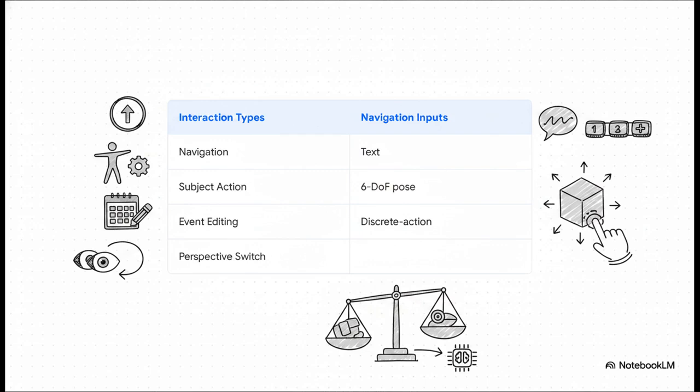But the real genius here is how it handles the inputs. For things like navigation, WBench unifies all these different input interfaces. It uses text prompts, 6 degrees of freedom pose control, and discrete action control. This completely levels the playing field, enabling the fair and systematic evaluation of entirely different models, regardless of what their native input interfaces happen to be.